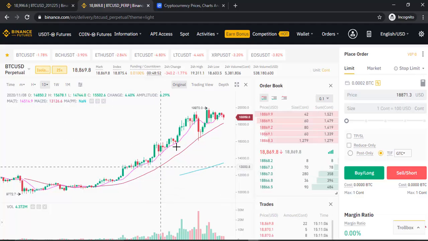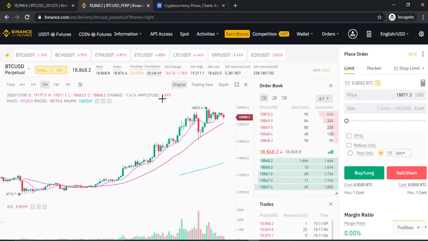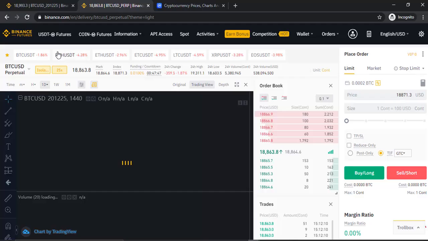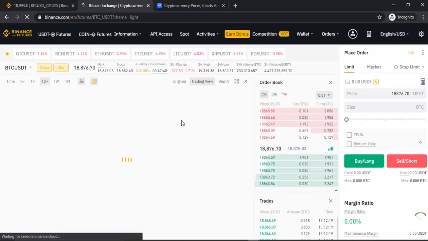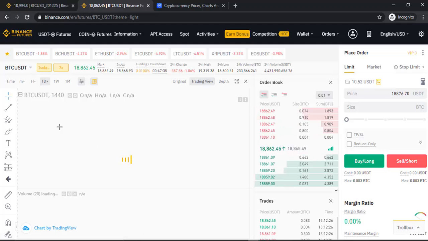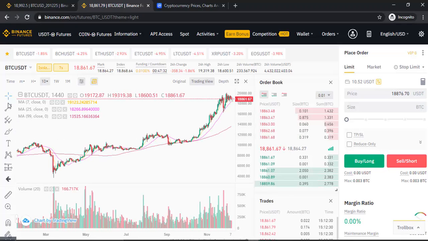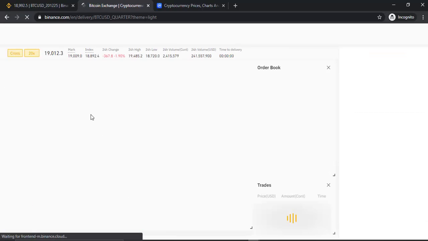And also, if you want to do some technical analysis here, you can switch from the original chart to TradingView. For now, it's taking time to load, but if I switch back to USDT futures, I can access TradingView, and currently it is very fast. Like I said, it's just for you to use for analysis. If you know technical analysis, these are the tools you can use for your technical analysis. So we switch back to coin futures, coin margin futures.